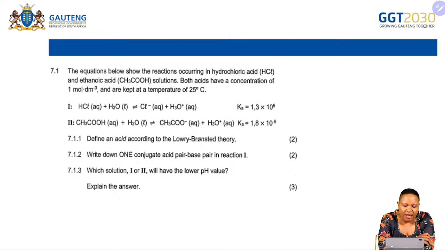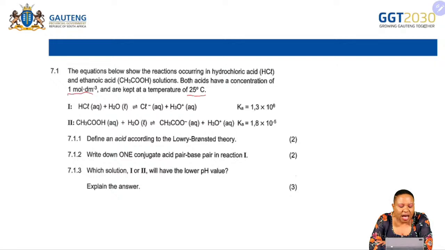Now, the equation below shows the reaction occurring in hydrochloric acid and ethanoic acid solutions. Both acids have a concentration of 1 mole per decimeter cube. So it means the concentration of ethanoic acid and the concentration of hydrochloric acid is the same. They both have the same concentration and are kept at 25 degrees Celsius, the same temperature.